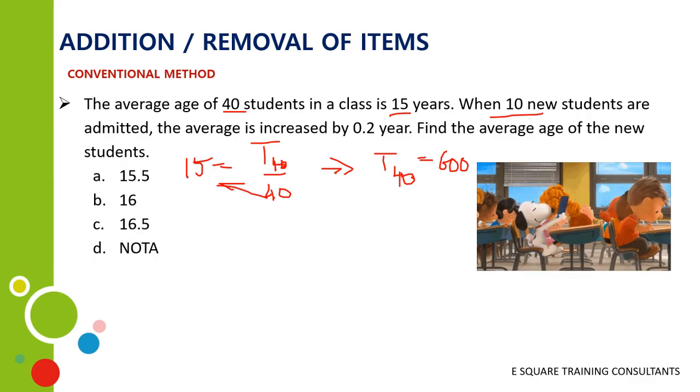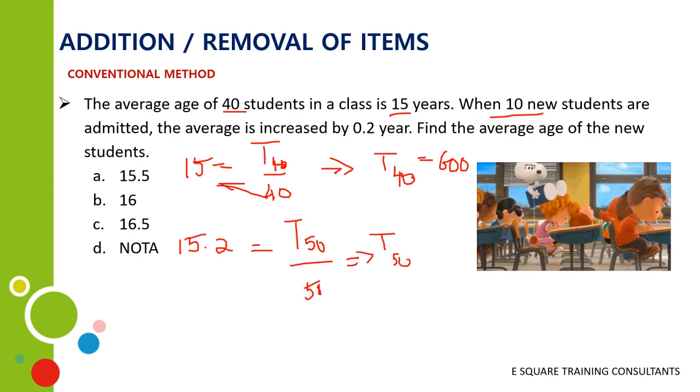The average is being increased by 0.2. So now the new average is 15.2, increased from 15 by 0.2. So 15.2 will be equal to the total age of 50 students divided by the total number of students, which is 50. Now again we can easily calculate the total age of 50 students, which will be the product of 15.2 and 50, and that's going to give us 760.